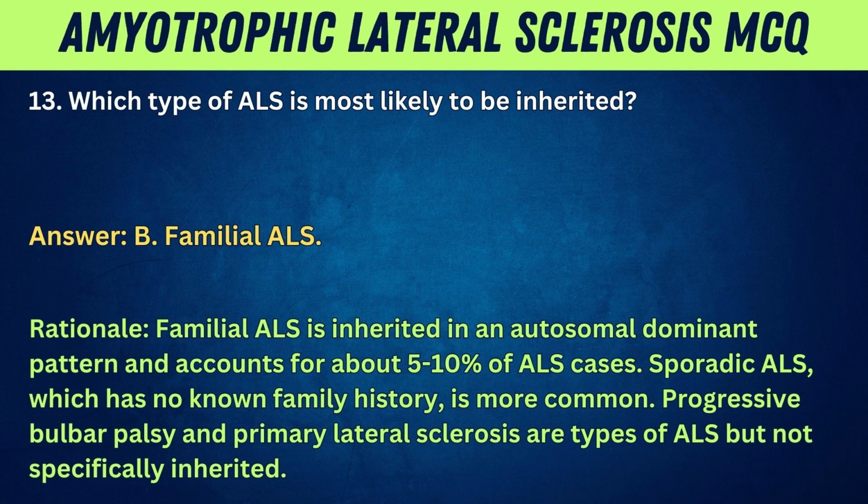Familial ALS. Rationale: familial ALS is inherited in an autosomal dominant pattern and accounts for about 5 to 10% of ALS cases. Sporadic ALS, which has no known family history, is more common. Progressive bulbar palsy and primary lateral sclerosis are types of ALS, but not specifically inherited.